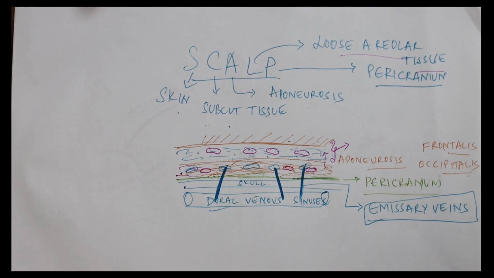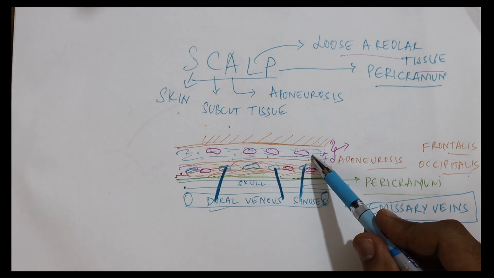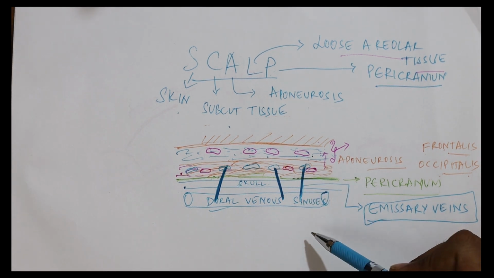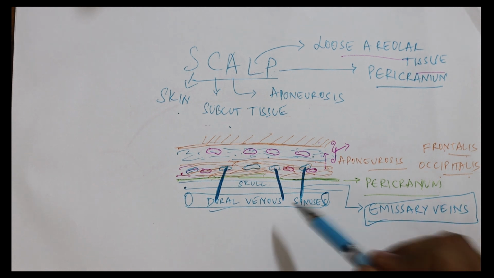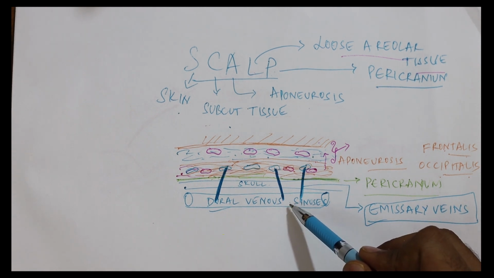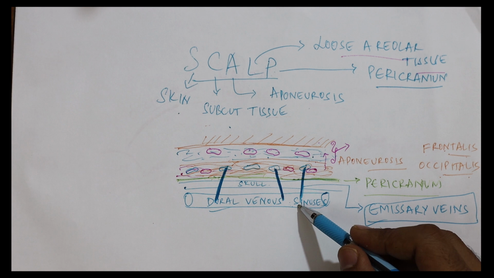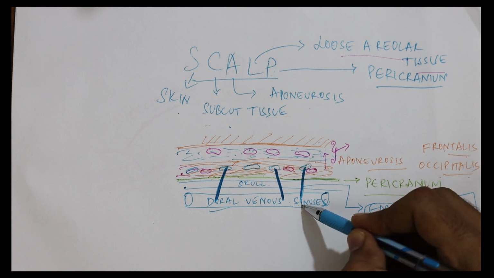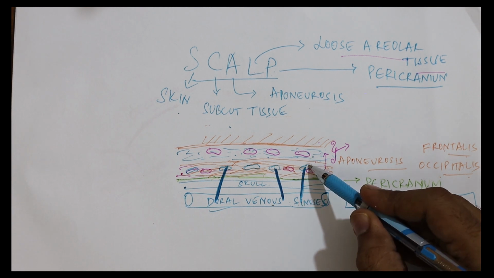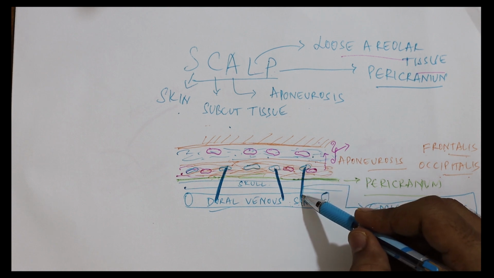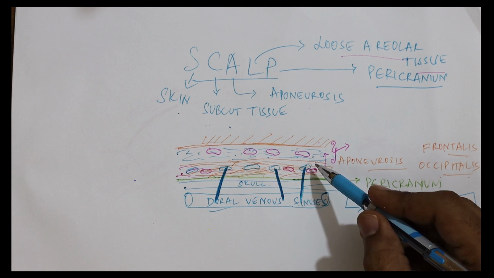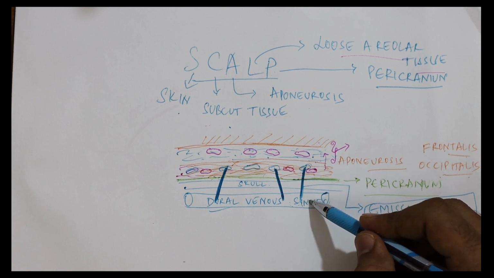So what is the function of this emissary vein? Why is it connecting the extracranial veins with the intracranial dural venous sinuses? If there is any increase in the pressure in the dural venous sinuses, there is no space within the skull, or within the cranial cavity, to accommodate that pressure. So that pressure is transferred through the emissary vein into the veins present in the outer aspect. That is the major function of the emissary vein. It maintains the pressure balance between the extracranial veins and the intracranial dural venous sinuses.